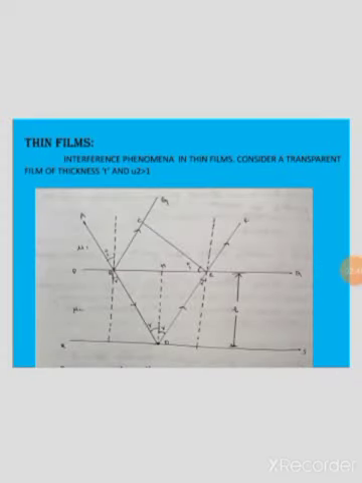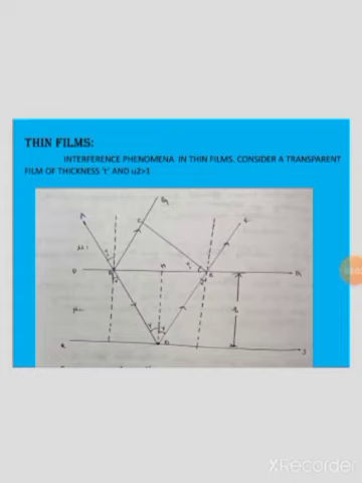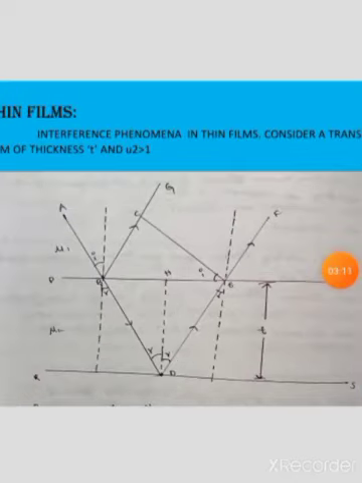Now let us have a look at the third topic, that is thin films, and observe the interference phenomena in thin films. Consider a transparent film of thickness T and refractive index greater than 1. It has two refractive indices, one at the top layer and one at the bottom layer. Let us observe the diagram. In this, PQ is the top layer and RS is the bottom layer.